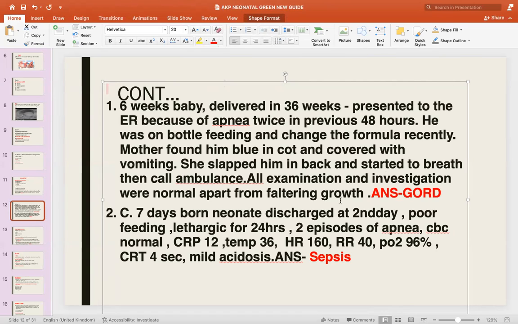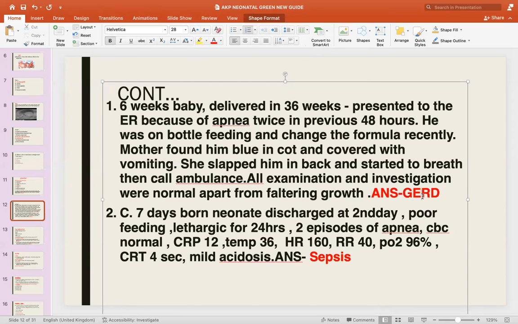So why did the baby become apneic? Because of this vomiting. What is the danger of vomiting? It will regurgitate, aspiration. Yes. She slapped him on the back and he started to breathe, then she called an ambulance. All examination and investigations were normal apart from the faltering growth. Why is the answer gastroesophageal reflux? Why is it not pertussis? Why not other varieties?